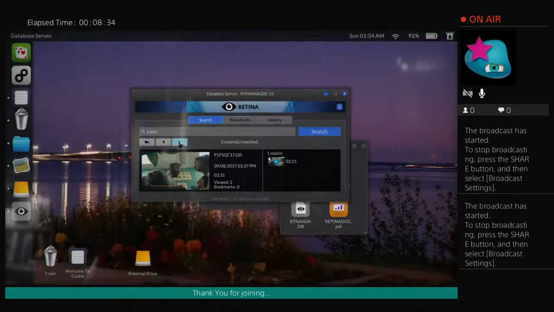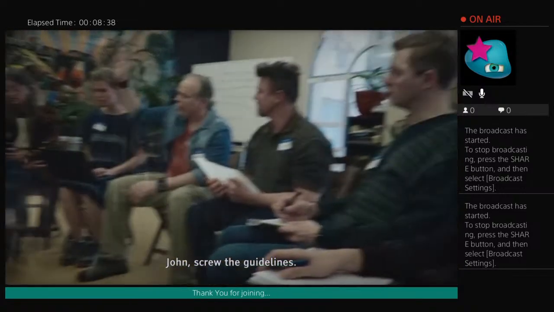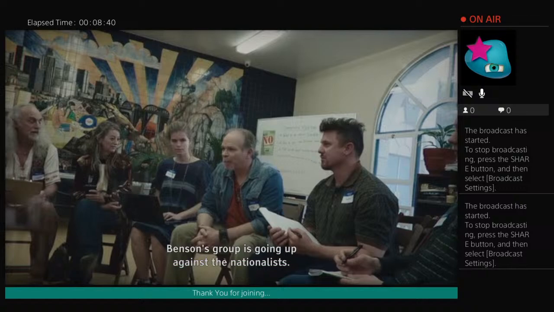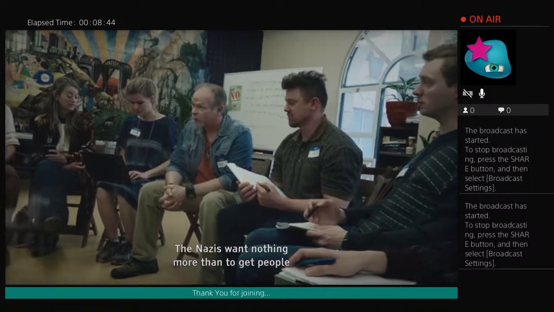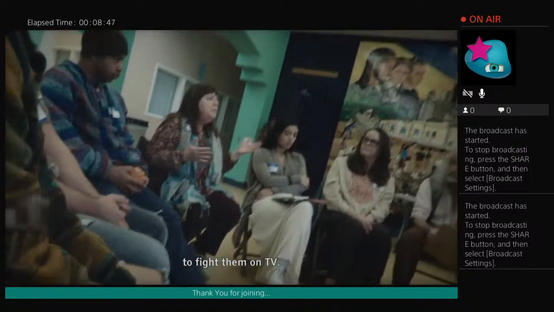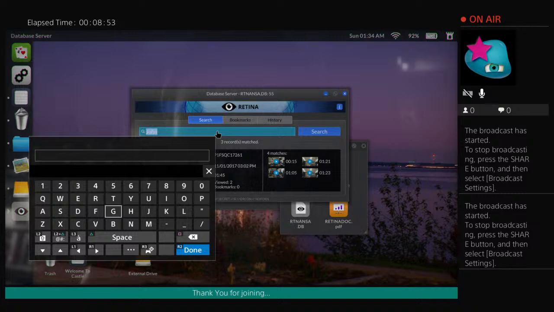Those must be the vegan cookies he's eating. Doesn't look very good. Gentlemen, screw the guidelines. Benson's group going up against the Nationalists. Them and a bunch of Antifa. It's gonna be a disaster. The Nazis want more than tickets to fight them on TV. Okay, we've watched that. Okay, Prosperin.